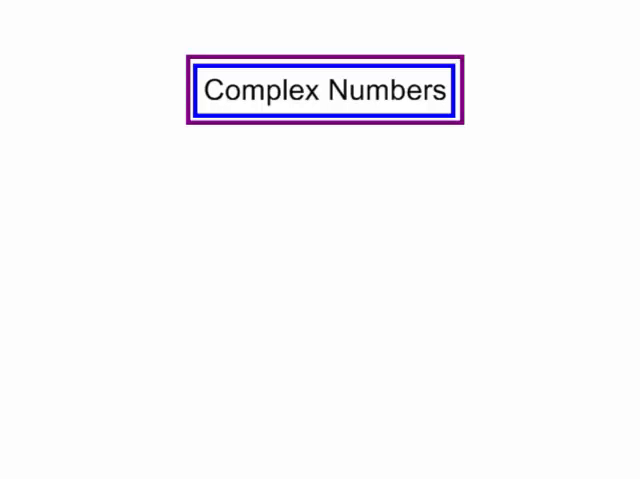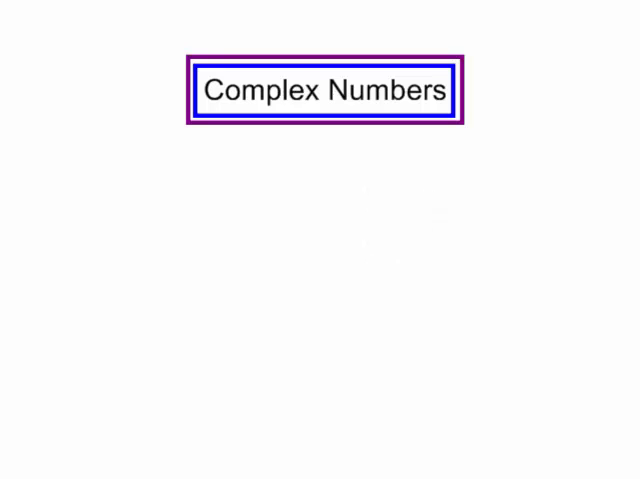Let's talk about complex numbers. A complex number is a number of the form a plus bi, where a and b are real numbers and i is the imaginary unit, the square root of -1.